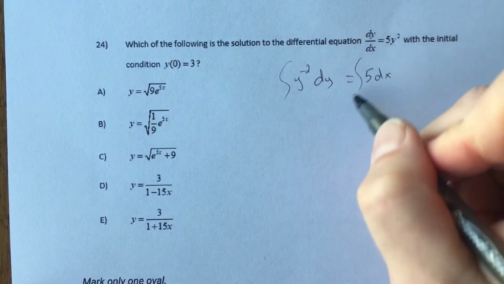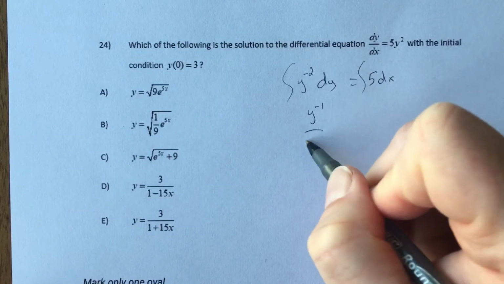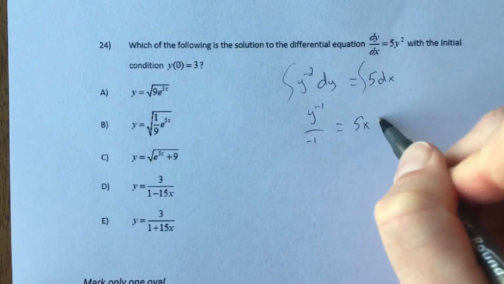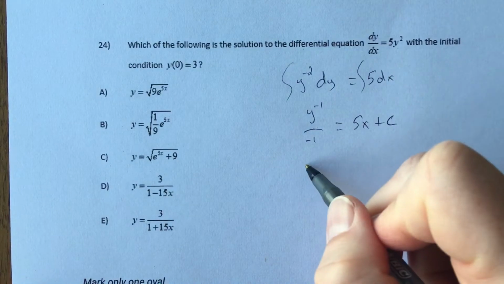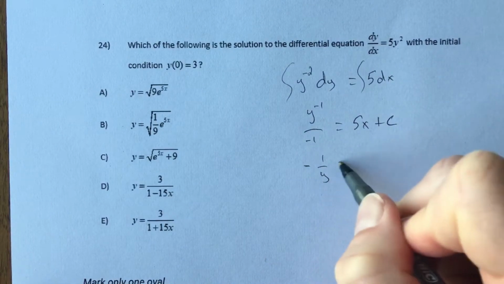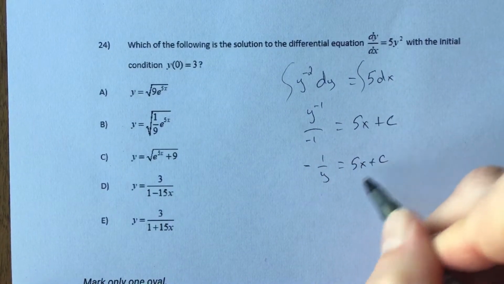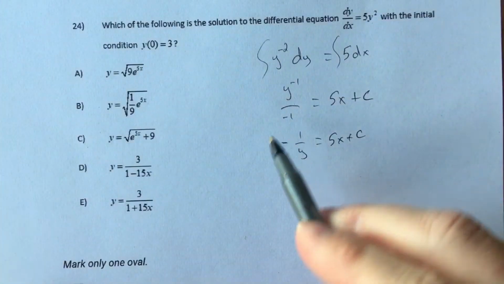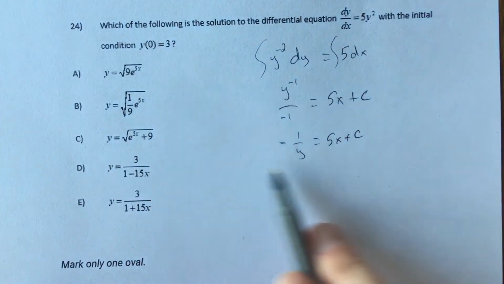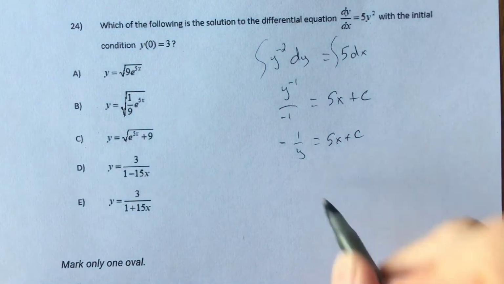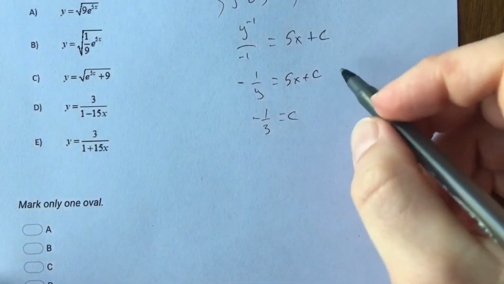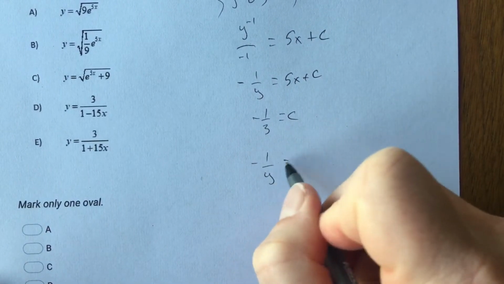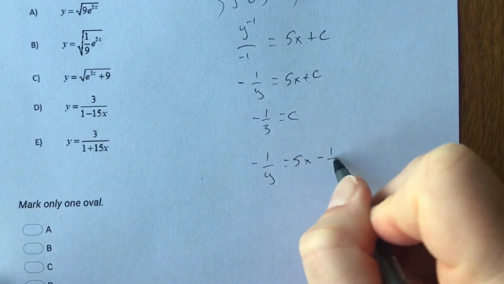Now, when we integrate, this goes y to the negative 1 over negative 1 equals 5x plus c. Doing a little bit of a rewrite here will give us negative 1 over y equals 5x plus c. That might help us here in a little bit. Let's figure out what that c is. If I put 0 in for x and 3 in for y, I get negative 1/3 equal to c. So I'm going to put that in and get negative 1 over y equals 5x minus 1/3.